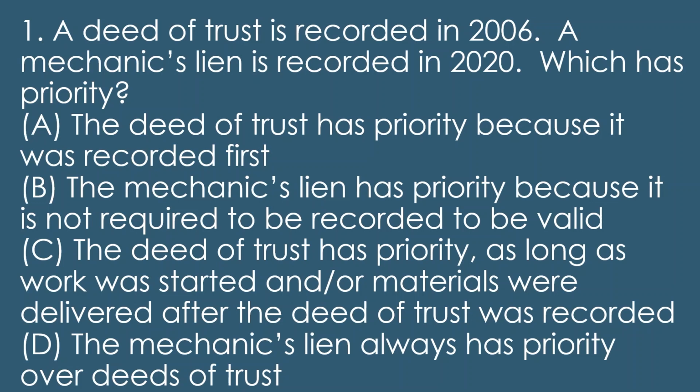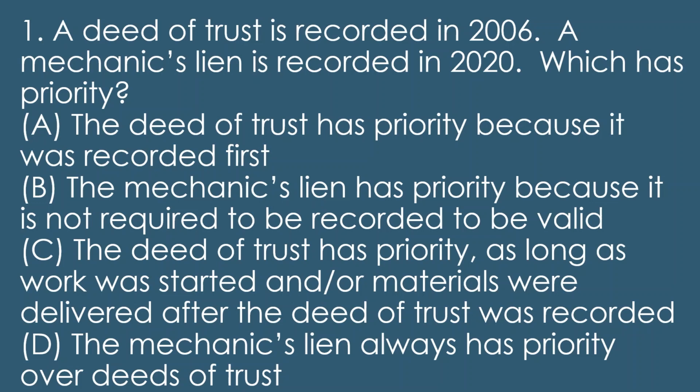No, a mechanic's lien does need to be recorded to be valid. We do know that. C, the deed of trust has priority as long as work was started and/or materials were delivered after the deed of trust was recorded. That's good. That's saying the deed of trust does have priority. We do know that. That is true.